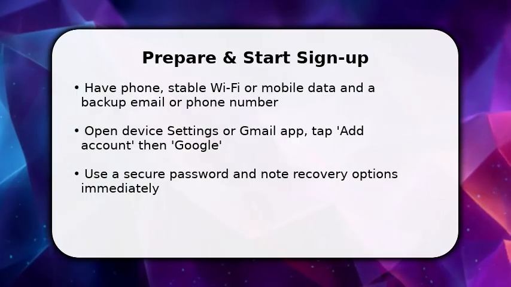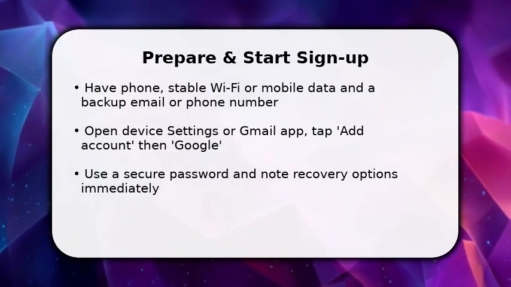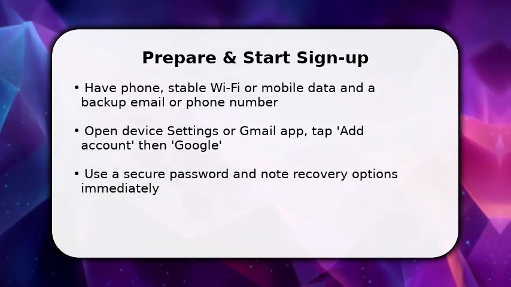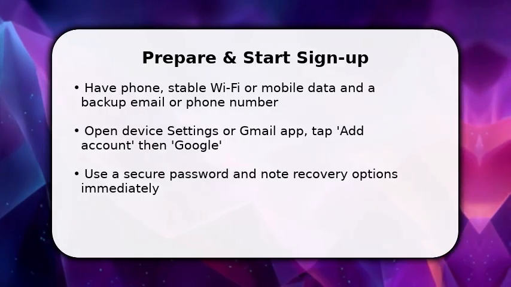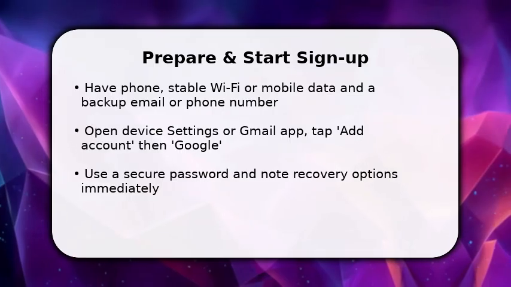You'll start by confirming prerequisites: a connected phone, Wi-Fi or mobile data, and a recovery email or number. Once ready, open Settings or the Gmail app and choose Add Account, then Google. Enter your name and a new username.